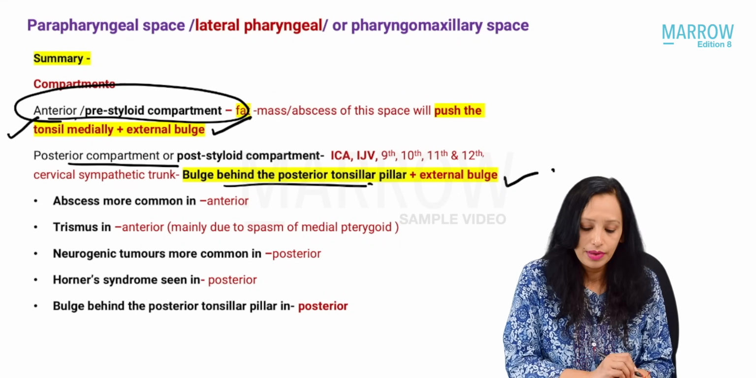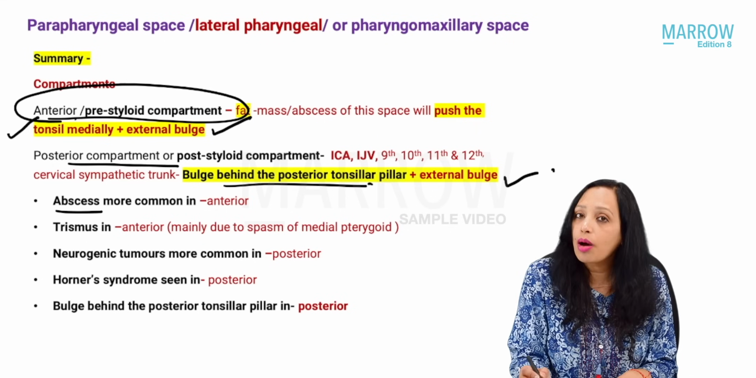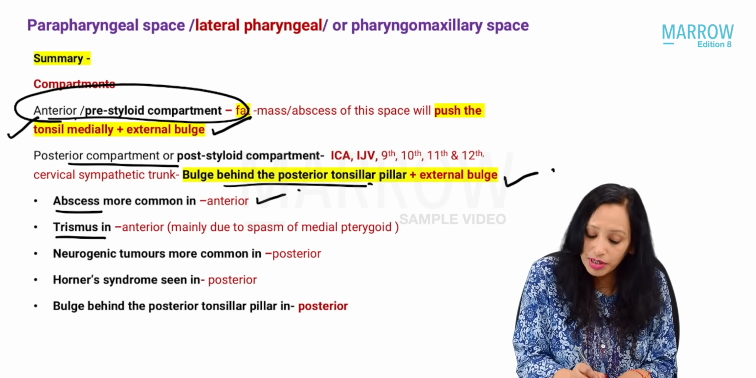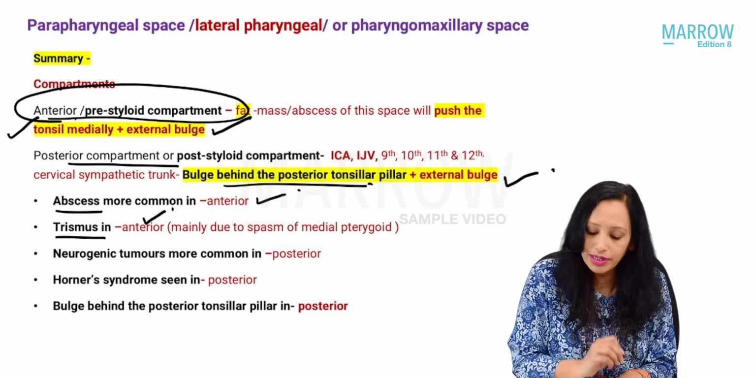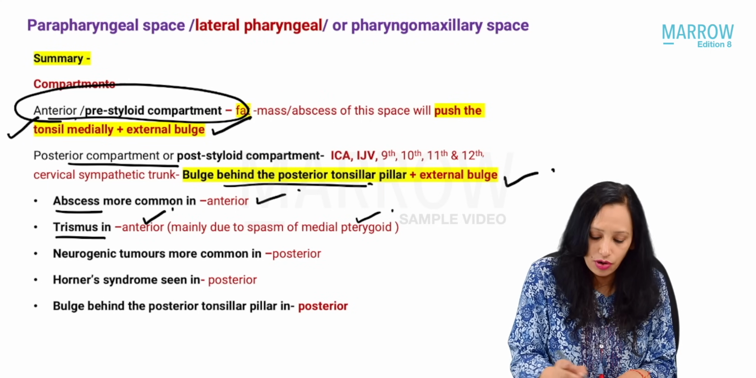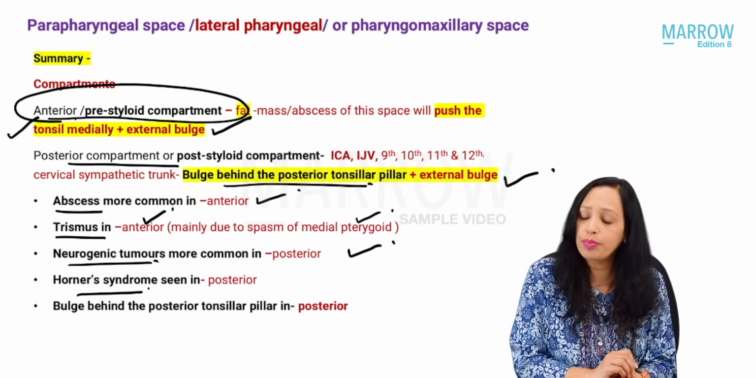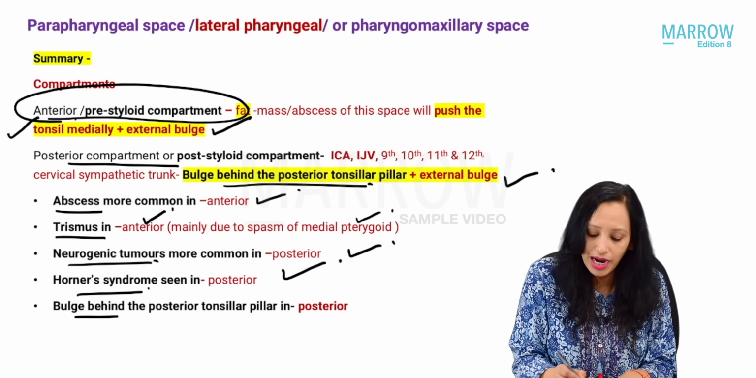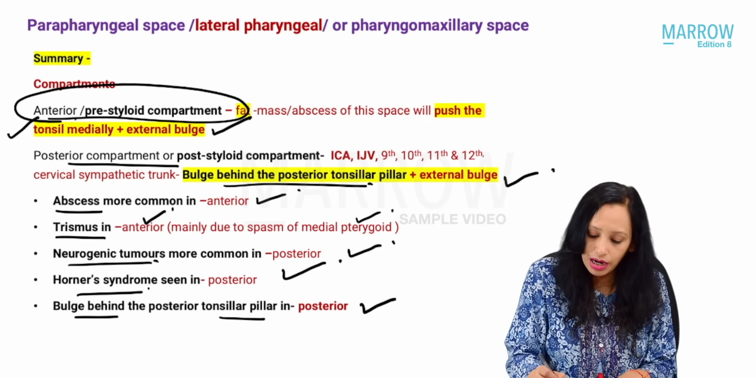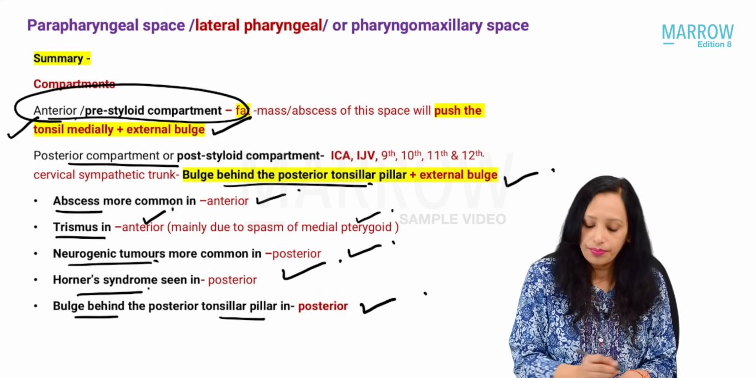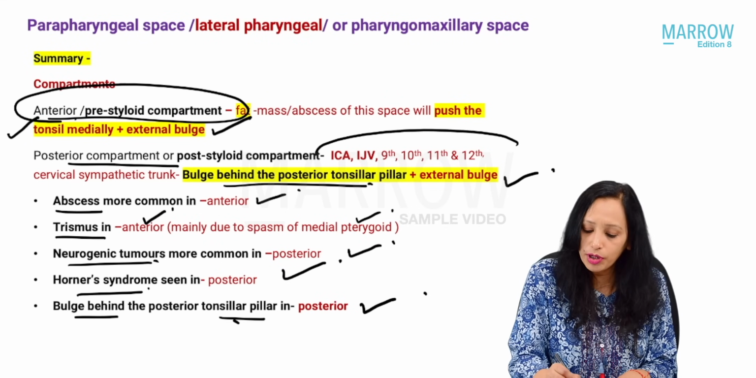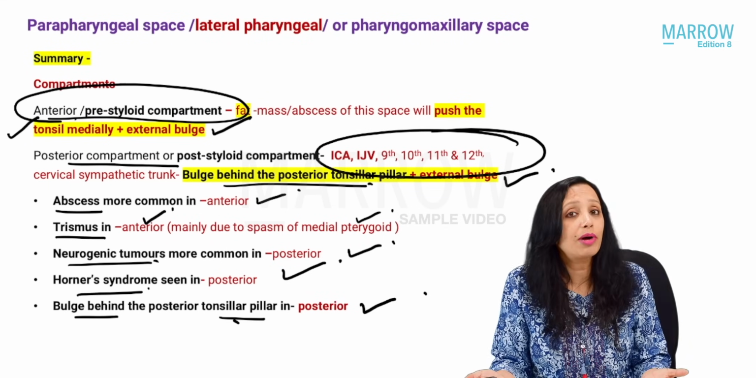Yes, we will see. Now, abscess is more common in the anterior compartment. Trismus will be seen in the anterior compartment. That is mainly because of spasm of the medial pterygoid. Neurogenic tumors will be seen in the posterior compartment. Horner syndrome in the posterior compartment. Bulge behind the posterior pillar in the posterior compartment. Parotid bulge in the posterior compartment. Involvement of all these structures in the posterior compartment.